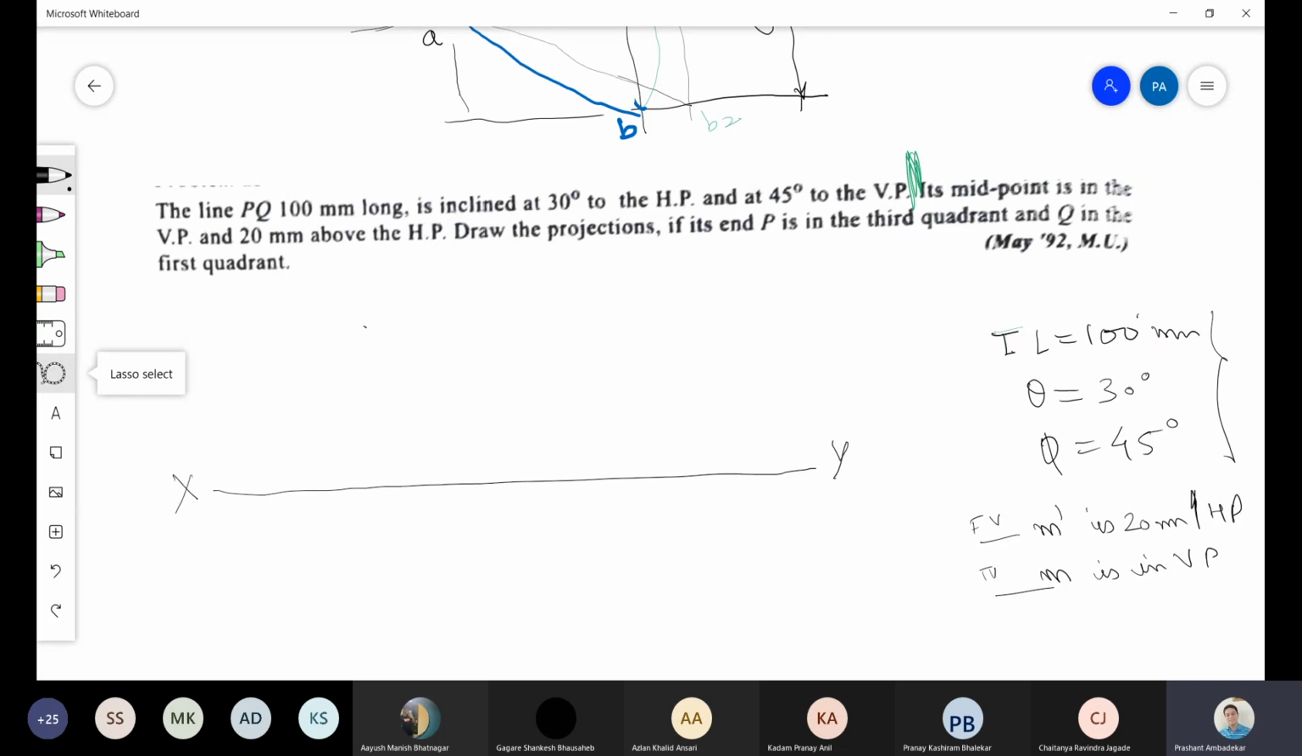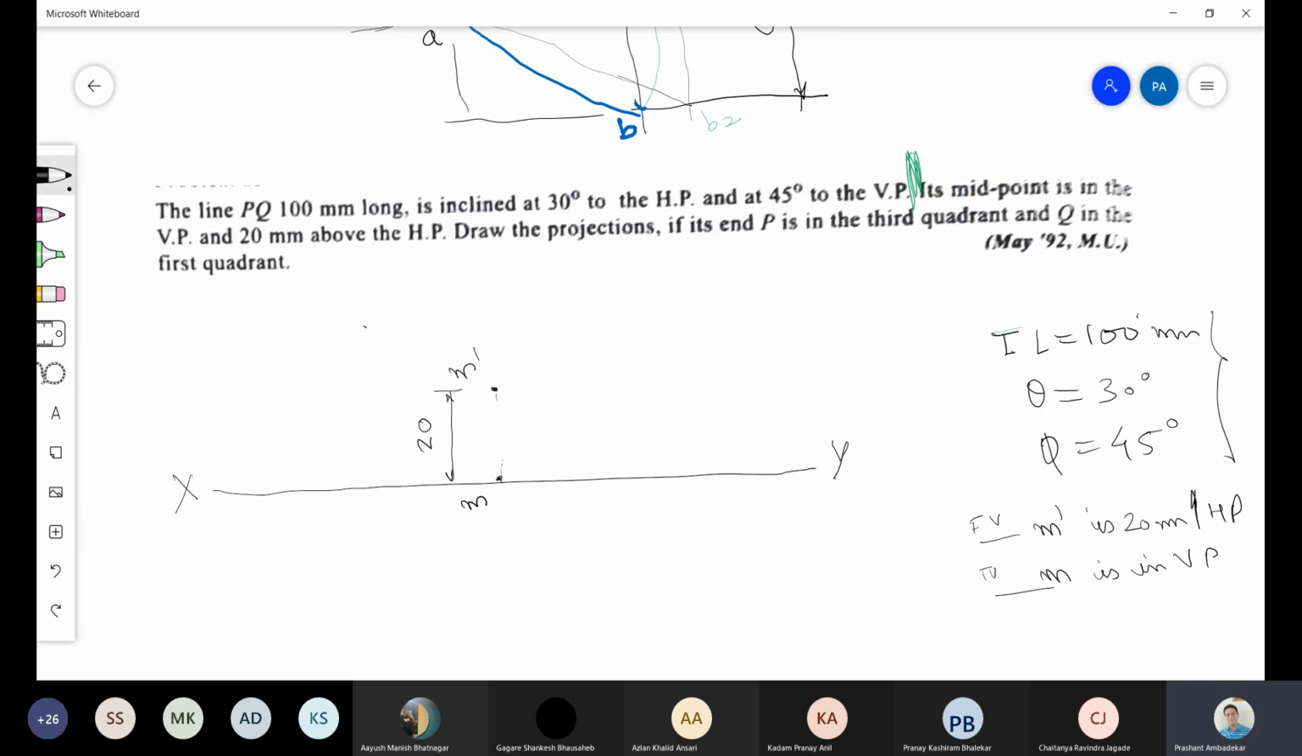So this is what I can draw: X line, Y line. Then its midpoint is in the VP and 20 mm above HP. Now since it is 20 mm above HP, its front view will show us 20 mm above the HP. So we'll draw it in parts now. This is M dash. This distance is 20. This is M. Is this clear to all of you now?